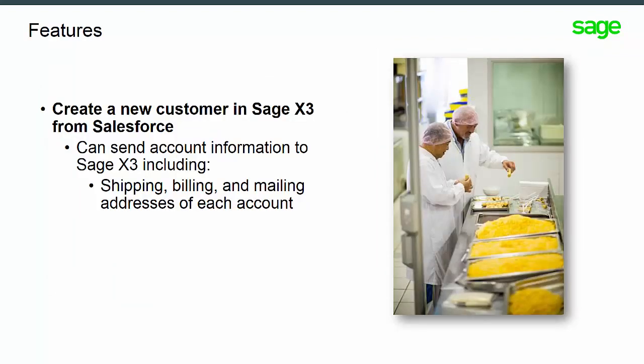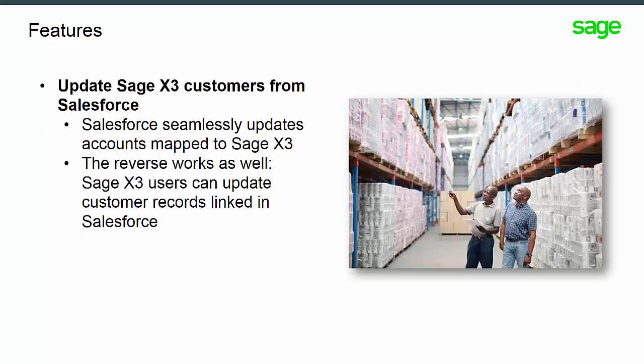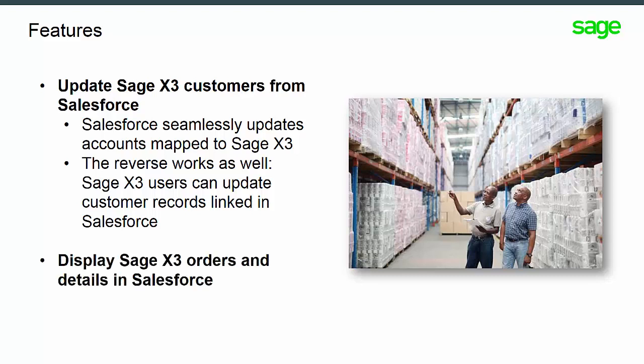Some of the features available include the option to send the account information from Salesforce to Sage X3, including shipping, billing, and mailing addresses of each account. You can also update your Sage X3 customers from Salesforce. Similarly, Sage X3 users can update linked records from Salesforce. In the same way, you can display order and details from both systems seamlessly.